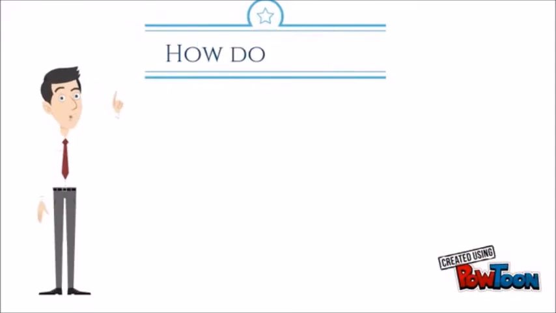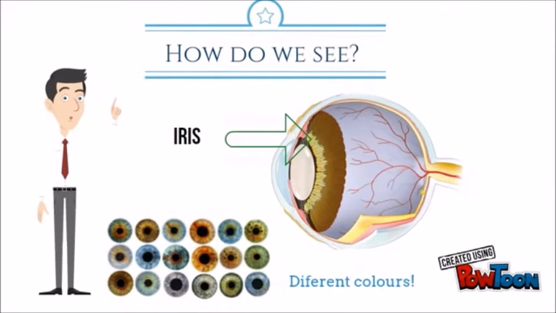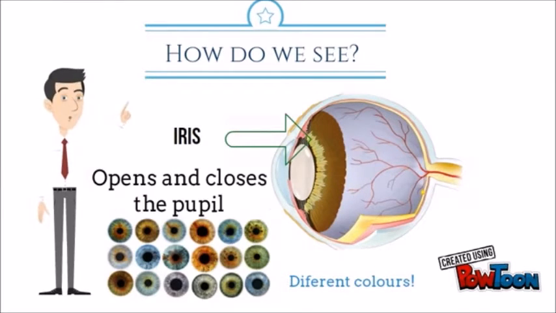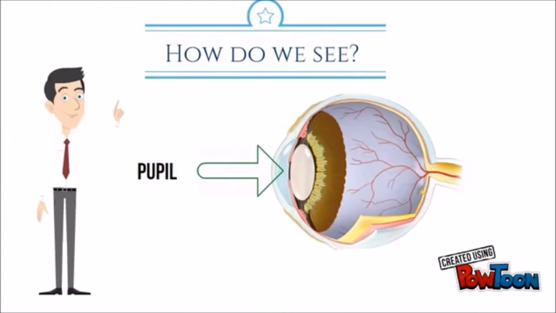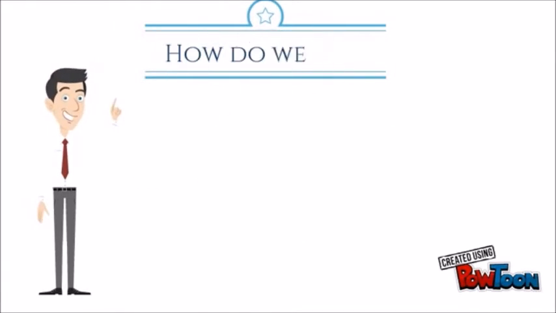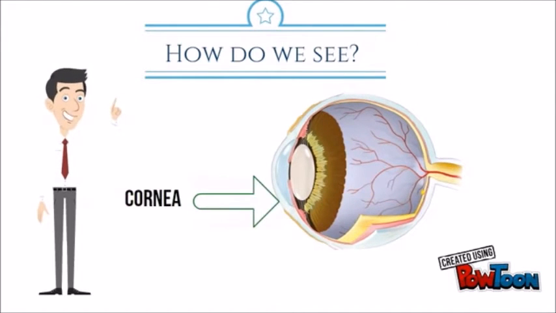And how do we see? The iris is made up of small muscles. It opens and closes the pupil. The pupil is a small hole that lets light into the eye. Then we've got the cornea that covers and protects the iris and the pupil.